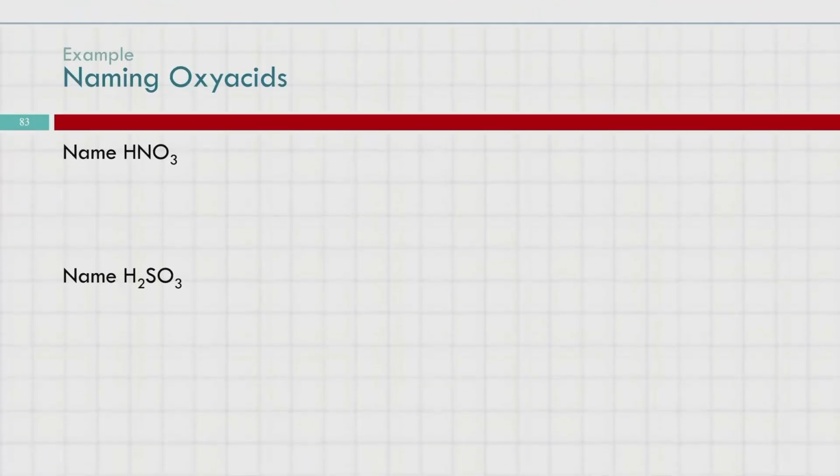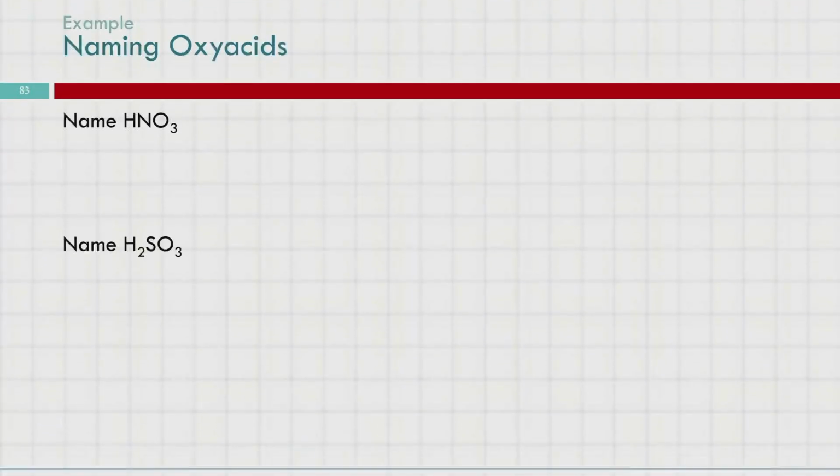Okay, so naming oxyacids. We've got 2 examples here. We've got HNO3. We know that HNO3 is an acid. We know it's an acid because it has H in front. H in front means it's an acid. It's not a binary acid because we've got more than 2 elements. We've got NO3 coming after our H plus at the front.